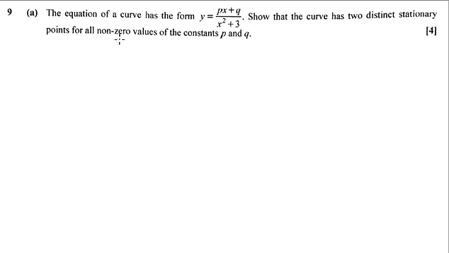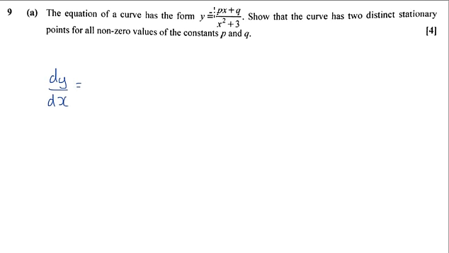Okay, question 9 is giving us a function here, and it says to show that the curve has two distinct stationary points. So we need to show where the stationary points are, and we need to differentiate this. So that's testing our quotient rule knowledge.